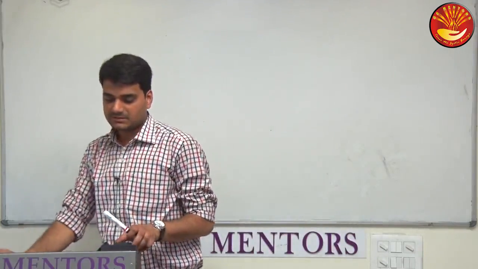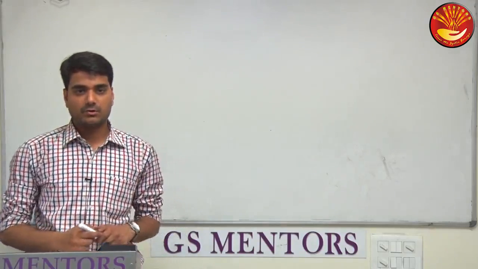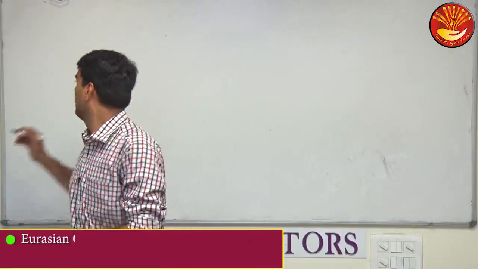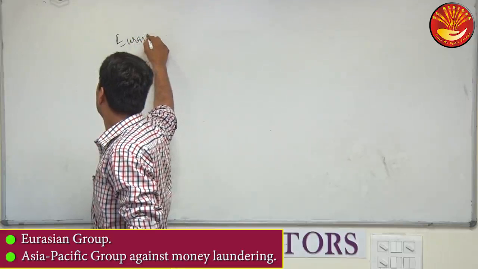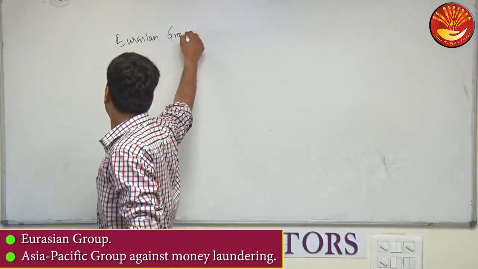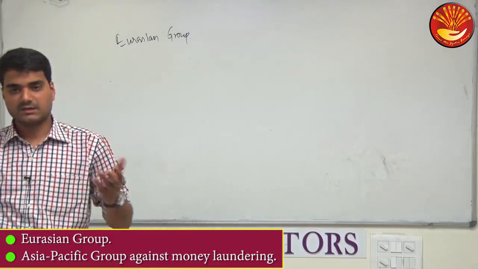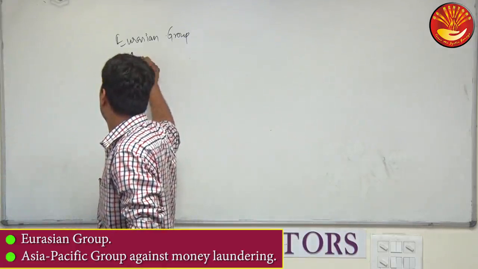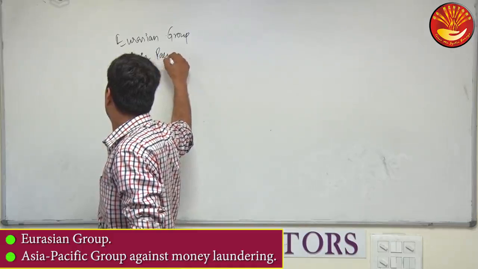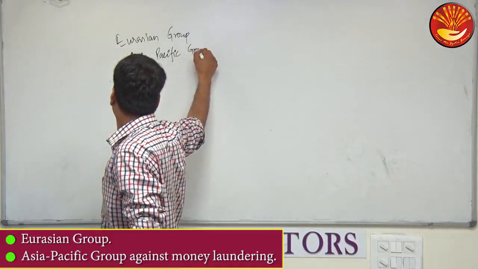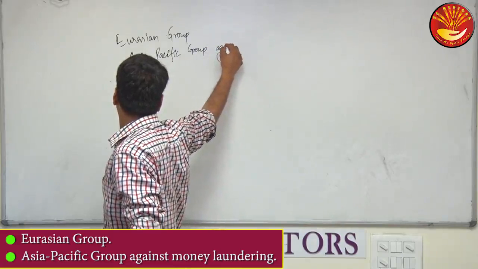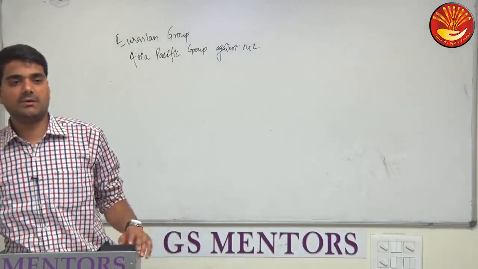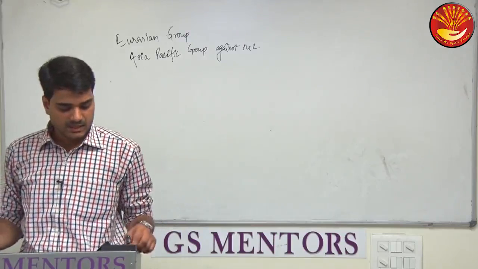Okay, these three are majorly important: FATF, Egmont Group, and that international. Other than that, write down Eurasian group. It is a group of Eurasian countries. Asia Pacific group against money laundering. If you can remember the names of the first three and their activities, that is sufficient. Other than that, write down these two also.